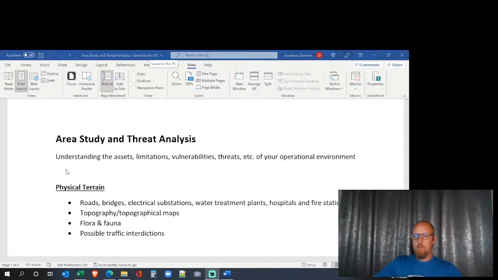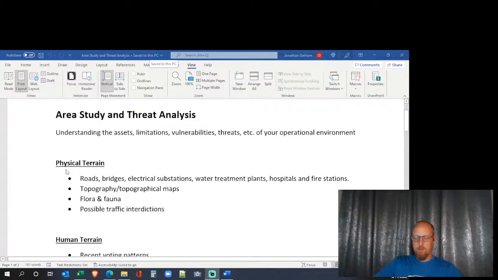One of those is going to be the physical terrain. That's going to be stuff like roads, bridges, where your electrical substations are, where your water treatment plants are, hospitals, fire stations, because in the event of any sort of an emergency situation, knowing where those are can be critical for being able to address any issues that come up, especially within a timely manner.